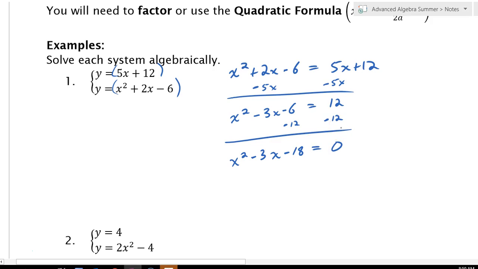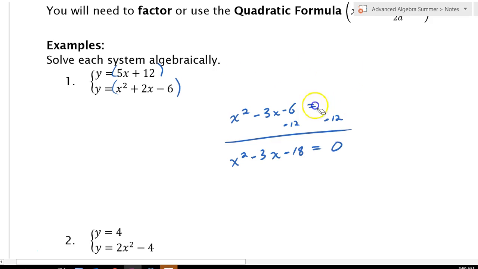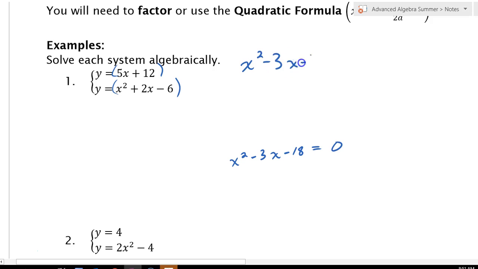Take a moment now and ensure you have that down. For the sake of space here, I'm actually going to erase mine. But again, you don't want to erase it. You need all the work. Write it up here. So x squared minus 3x minus 18 is equal to 0.